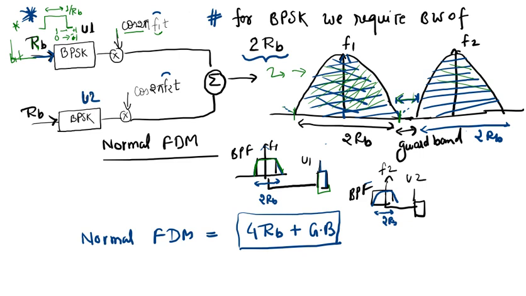So at user 1 we will put a band pass filter centered around F1, and the width of this band pass filter will be 2 RB. Similarly at U2, since we are transferring the information of U2 over F2, we will put a band pass filter centered around F2. So the total bandwidth occupied by this frequency division multiplexing system is 4 RB plus some guard band. Now let us try to perform the same operation using OFDM.